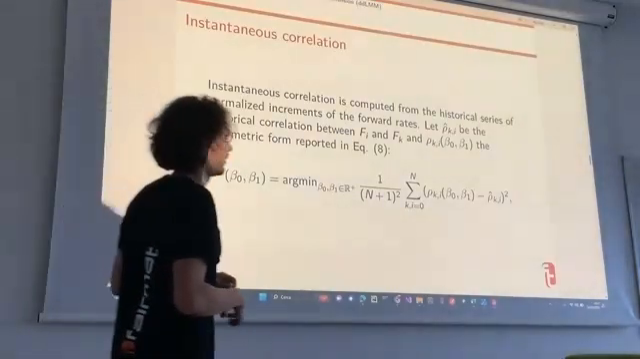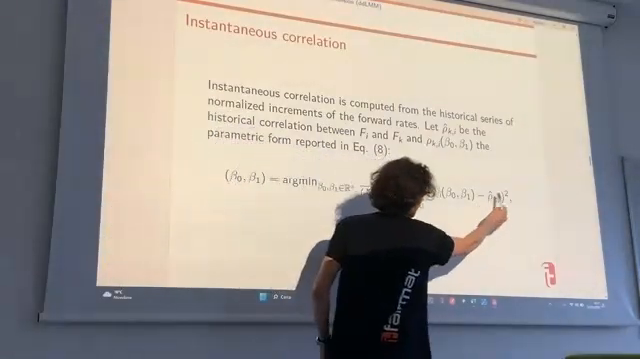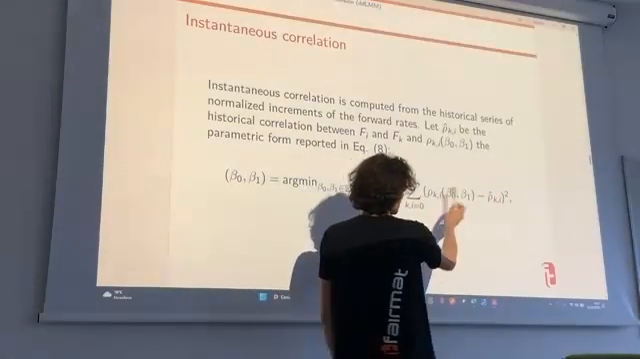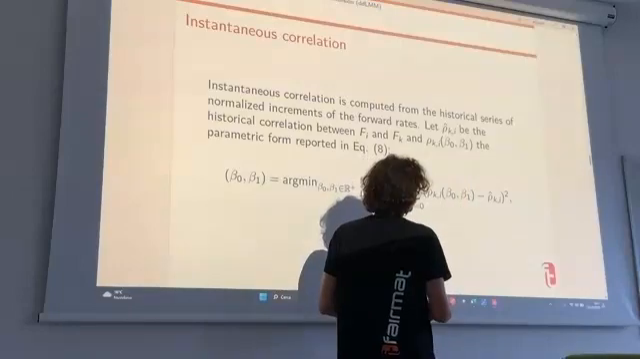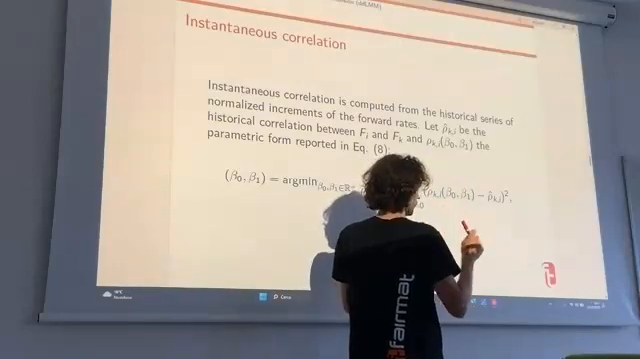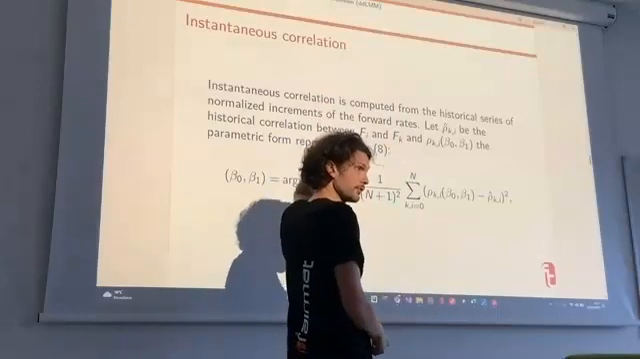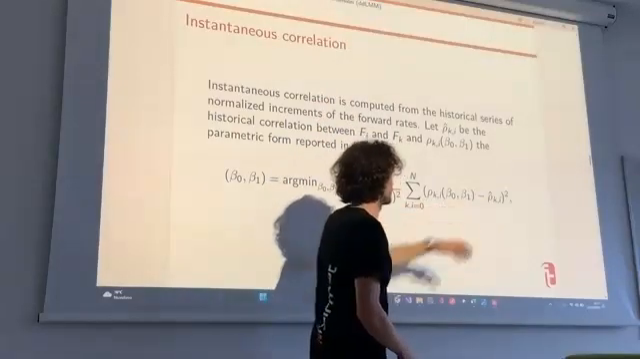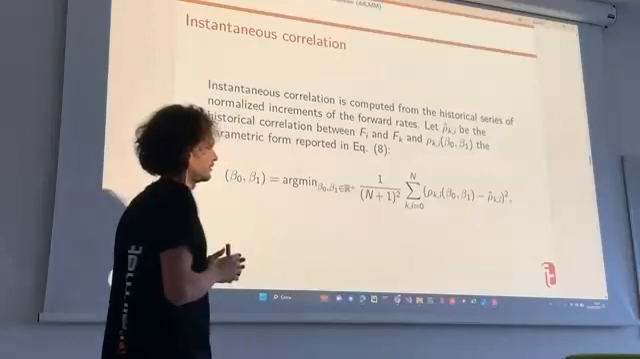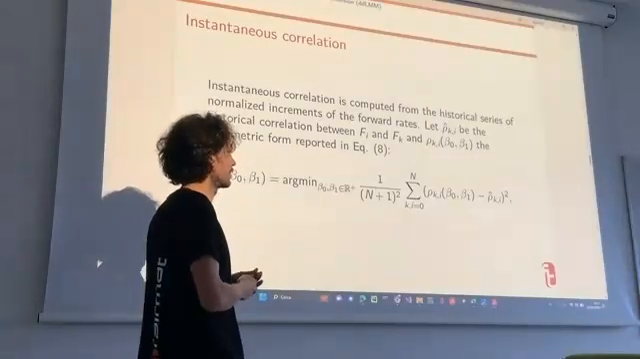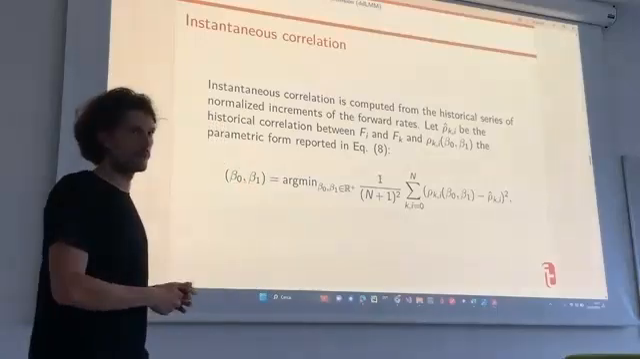And then you have a historical correlation, which is given by a rho. And then let's say the model correlation, the one we have seen in the slide, depending on beta 0, beta 1. So minimizing the distance between these two, the historical correlation and the model correlation, we have our beta 0 and beta 1.